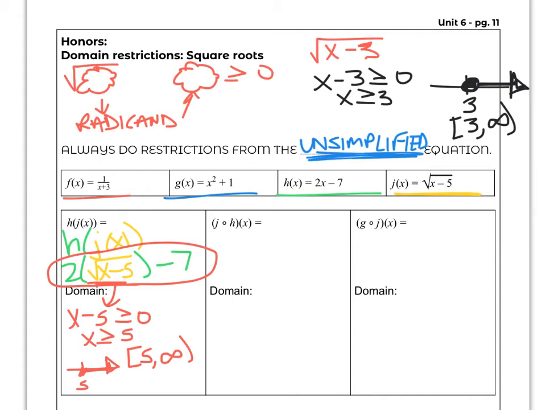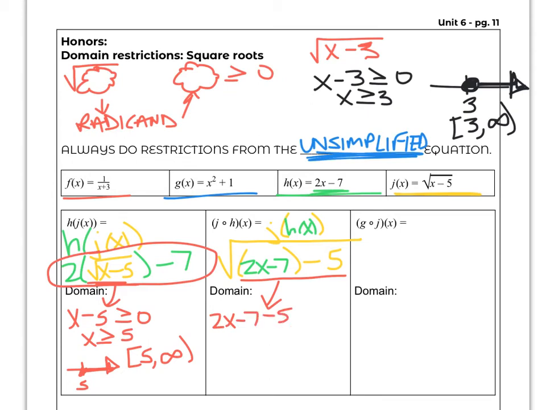Let's go a different way. Let's do j of h of x. So my outside function is j now. Square root of something minus 5. And we're going to plug in 2x minus 7. That's my final answer, but I can't plug in every number I want. I have to take the radicand, what's underneath the square root, and it needs to be greater than or equal to 0. Combine like terms and solve your equation. I get x needs to be greater than or equal to 6, which in interval notation is 6 to infinity.